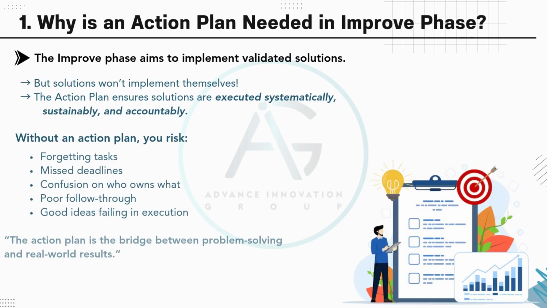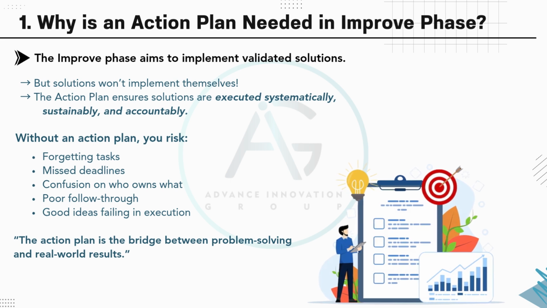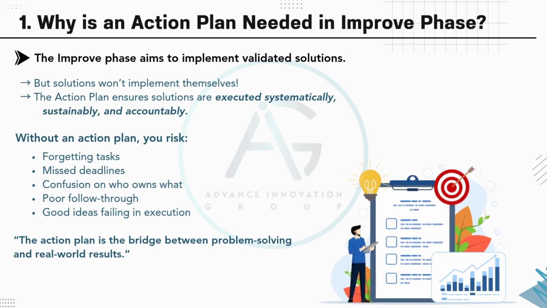In the Improve phase, we're ready to implement validated solutions, but they won't execute themselves. An action plan is essential to ensure these solutions are carried out in a systematic, sustainable, and accountable way. Without it, we risk delays, confusion over roles, missed tasks, and ultimately, failed execution. Think of the action plan as the critical link between problem-solving and real-world impact.